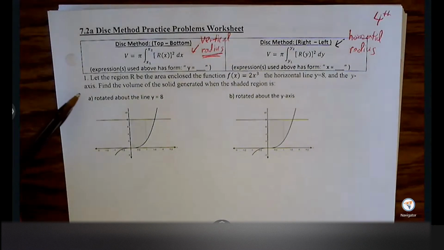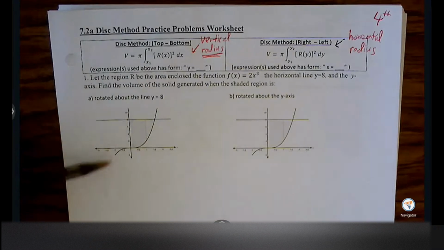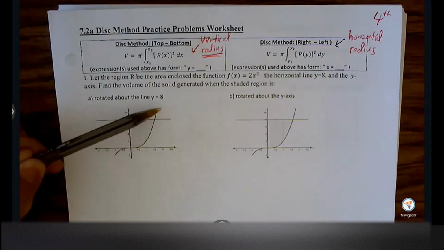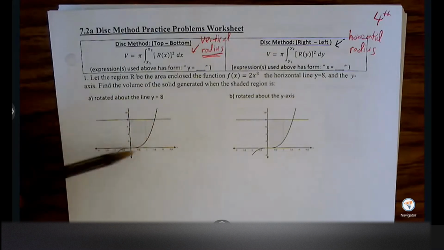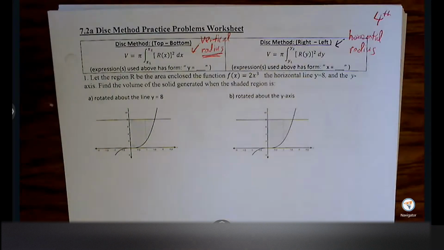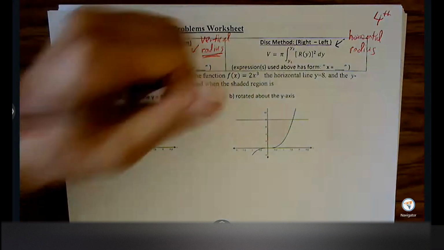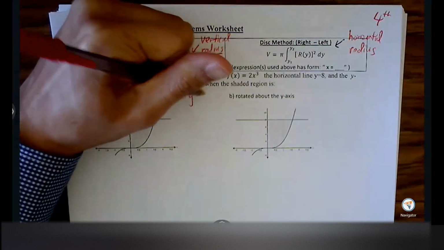Number one, let the region R be the area enclosed by the function y equals 2x cubed. So here's y equals 2x cubed, the horizontal line y equals 8, and the y-axis. Okay, so we have our enclosed shaded region here. Find the volume of the solid generated when the shaded region is, part A, rotated about the line y equals 8. So anytime you see the word rotation, you know that's referring to your axis of revolution. So I know that my axis of revolution is at y equals 8.